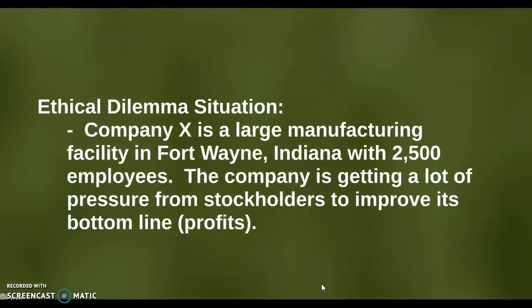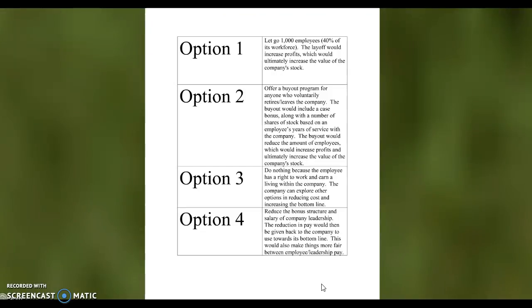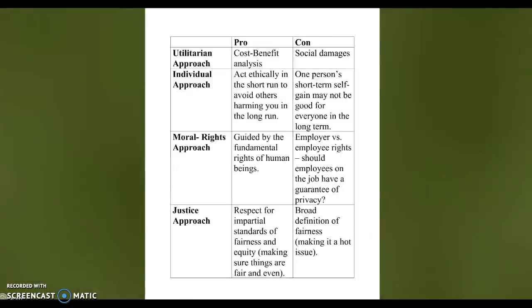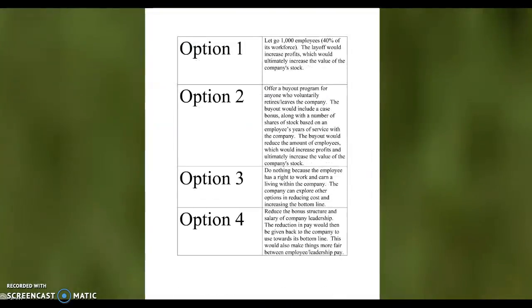Okay, here is an ethical dilemma situation that was made up. I'll read it to you, and then I want you to think about it. Company X is a large manufacturing facility in Fort Wayne, Indiana, with 2,500 employees. The company is getting a lot of pressure from stockholders to improve its bottom line, which is profits. Okay. Now, here are the 4 options based on the 4 different approaches, right? These 4 approaches, here are the options based on those 4.